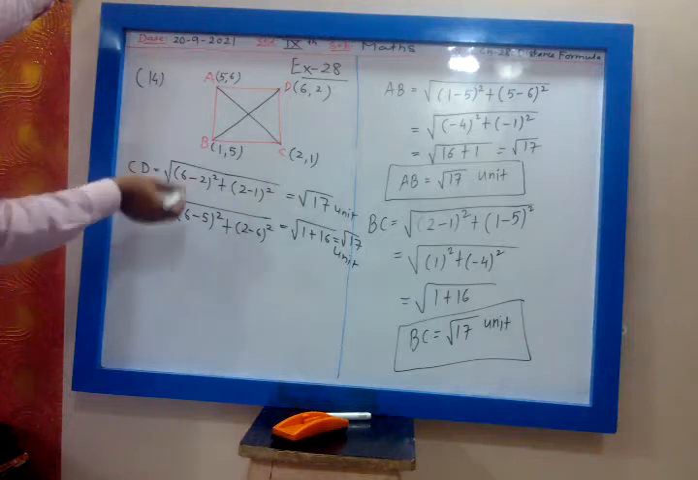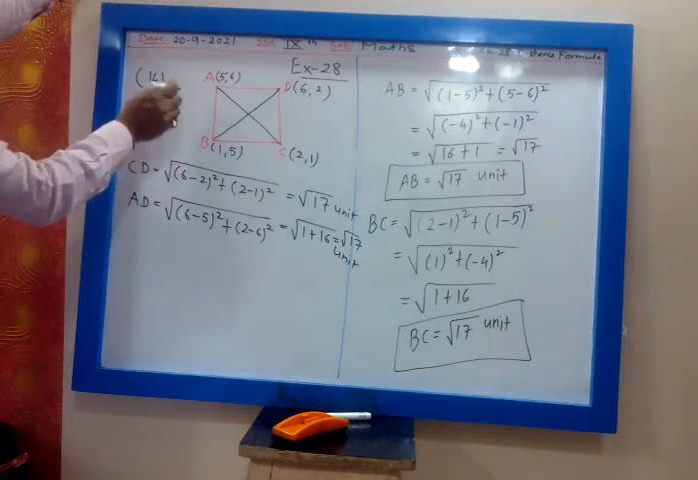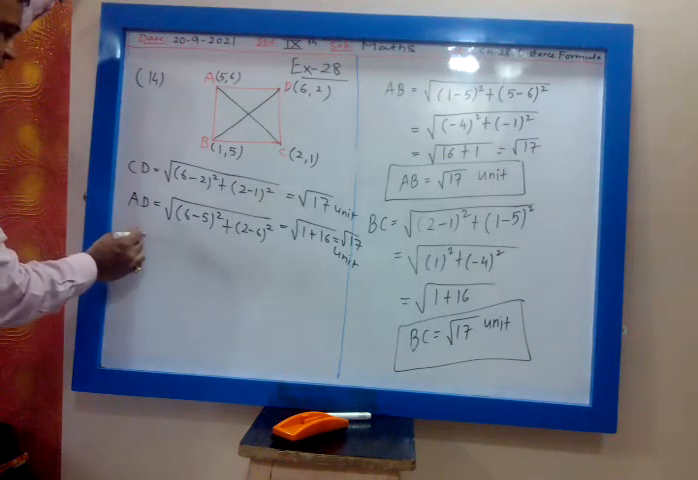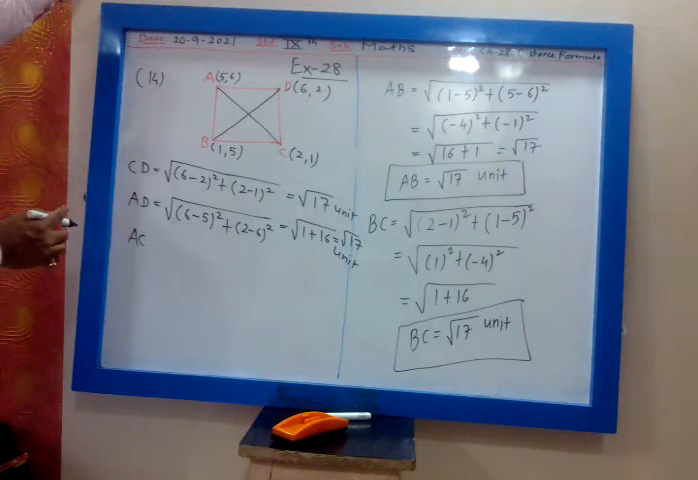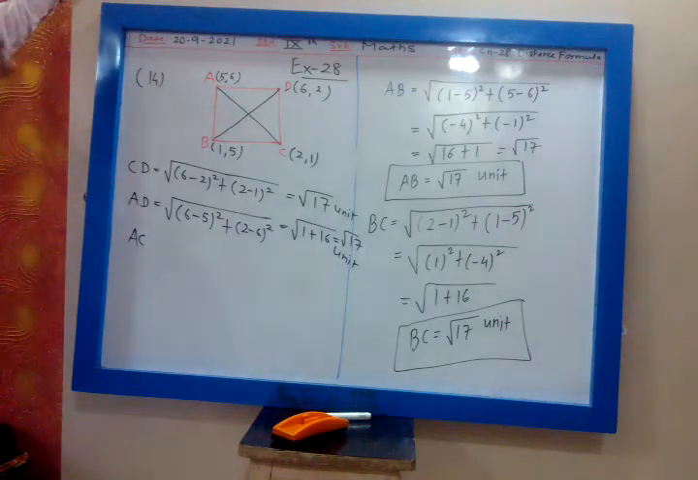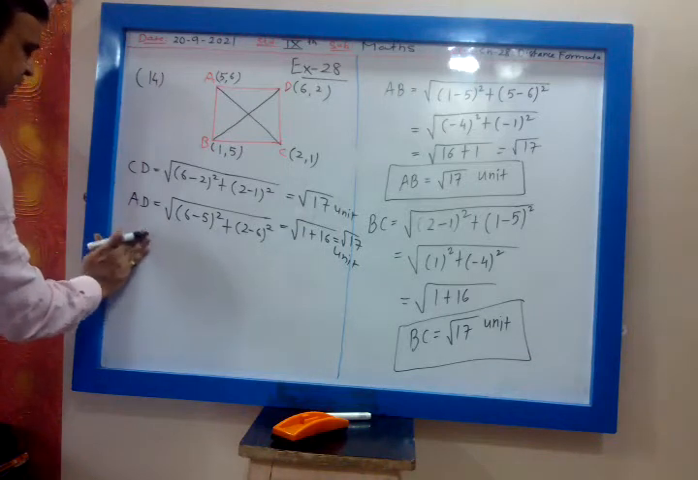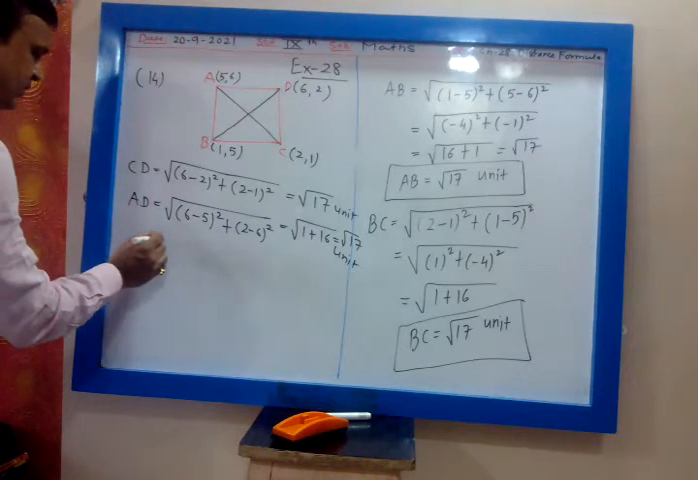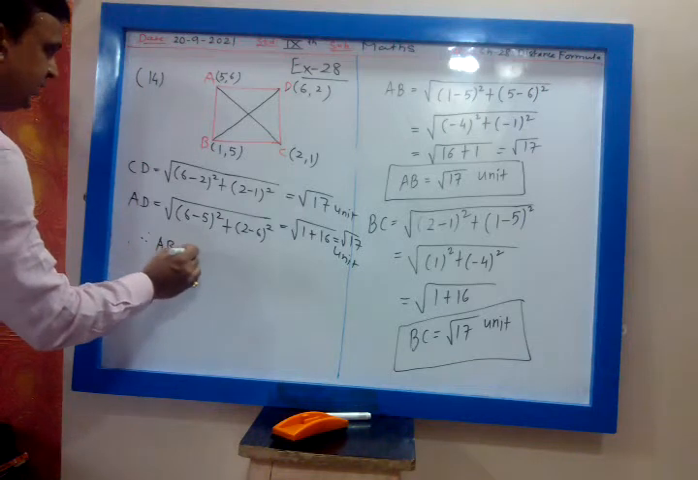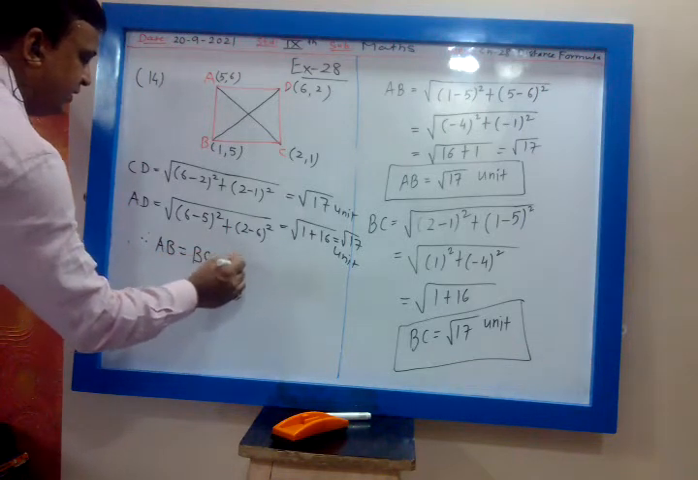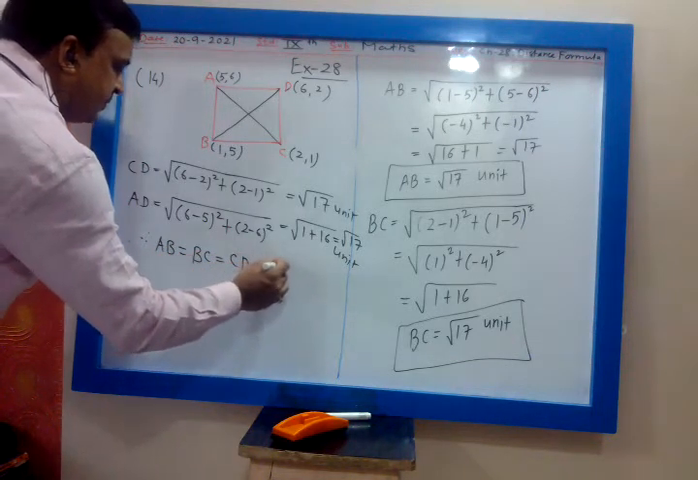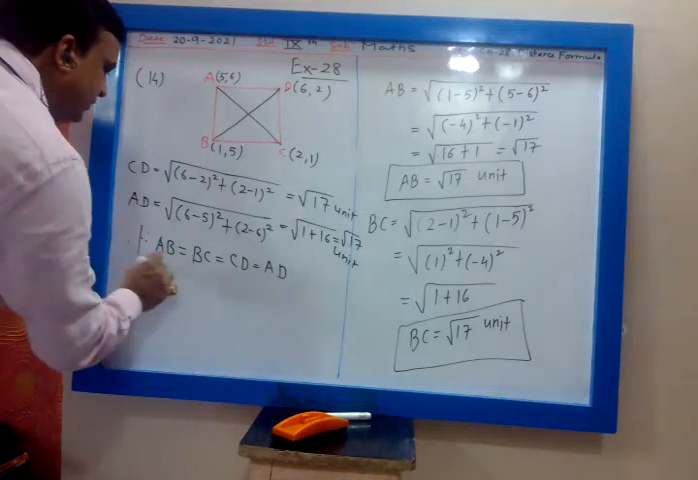Okay, so now let us calculate the diagonal also. The diagonal will not be the same as the length of a side. Both the diagonals will have a different length, my dear. After this you can write: all four sides are equal, AB is equal to BC is equal to CD is equal to AD.